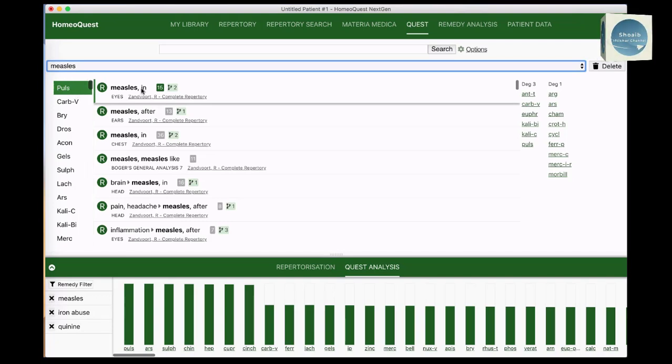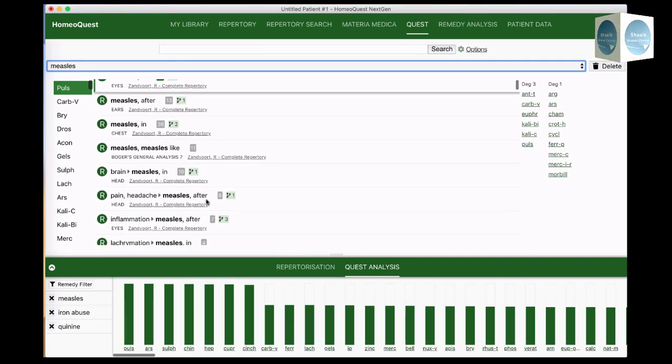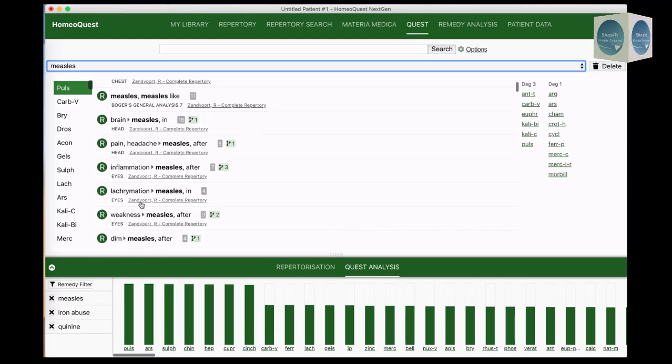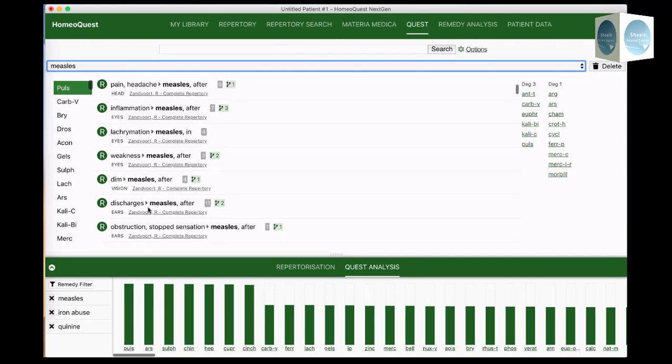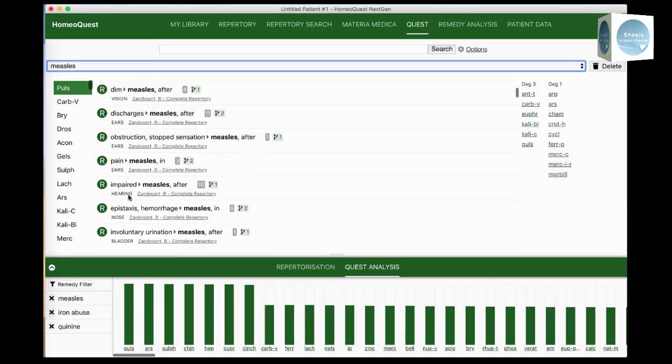which is not surprising. Now if you look at all the different measles issues, you will find that Pulsatilla has never been well, with issues around the eyes during measles, and even after measles you have issues around the ear. So we're looking at after measles here. You have headaches, pains in the head since measles, inflammation in the eyes and lacrimation, and weakness and dimness of vision after measles. This is the picture you're looking for: discharges, obstruction and stopped sensation in the ears after measles, hearing impaired, nose bleeding. This is in measles, but look at this: involuntary urination after measles.